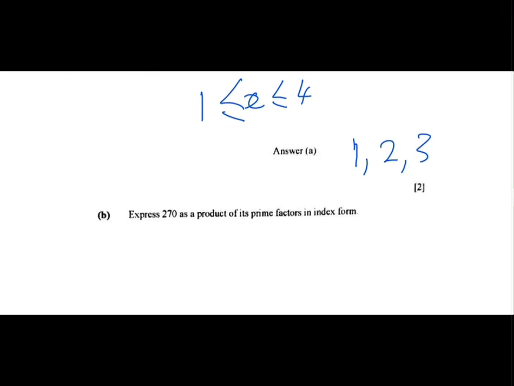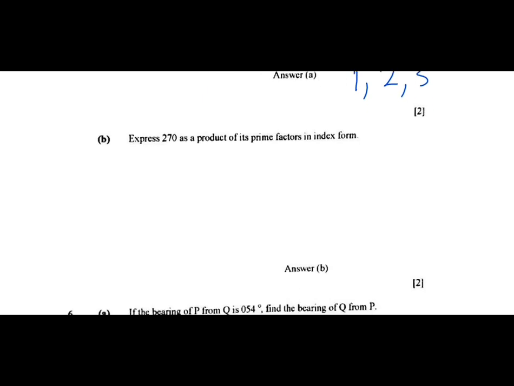Question 5. List the first 3 values of x such that 1 is less than or equal to x, which is less than or equal to 4, where x is a natural number. So the first 3 numbers there would be 1, because 1 is included, 2, and 3. Those are the first 3 numbers, and the last number is 4, which is not needed. There are only 4 numbers which are natural there. So we will need 1, 2, and 3. B. Express 270 as a product of its prime factors in index form.